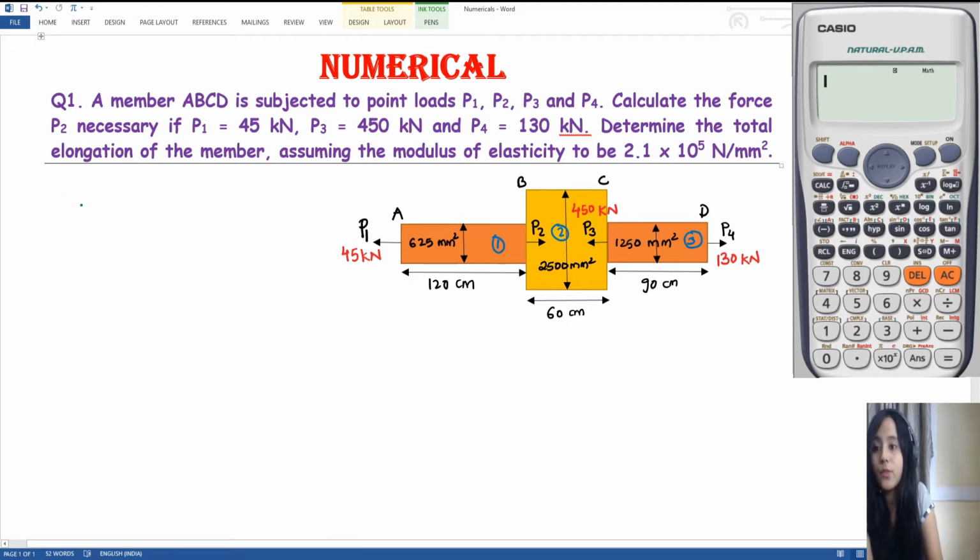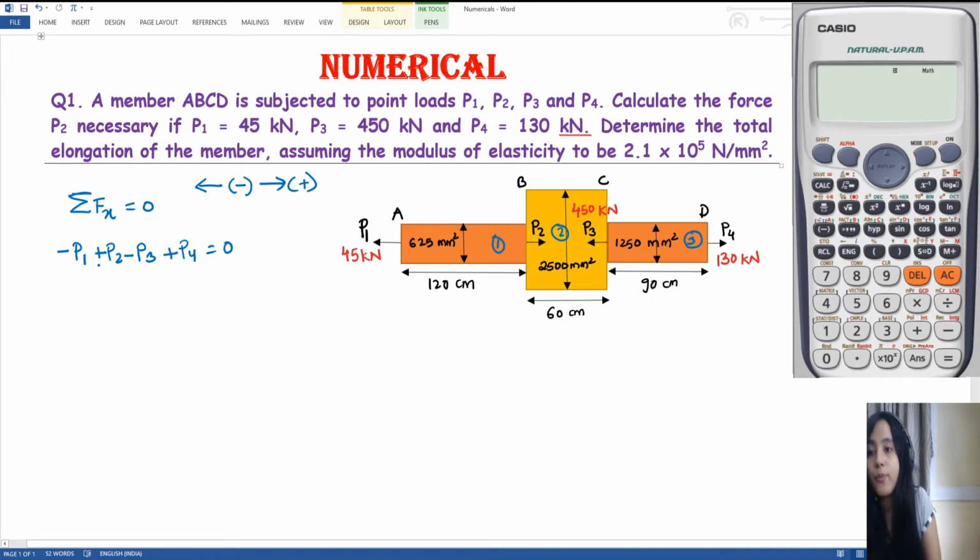Let us first do summation of forces in x direction equals to 0. Remember, those forces going to the left hand side are taken as negative, and those going to the right hand side are taken as positive. This is the sign convention. First we have P1, which is going to the left hand side. So I have minus P1 plus P2 minus P3 plus P4 equals to 0.